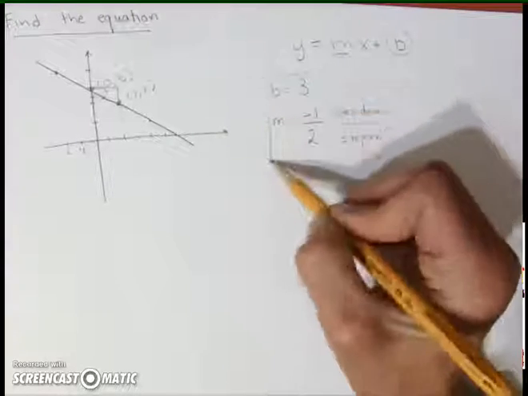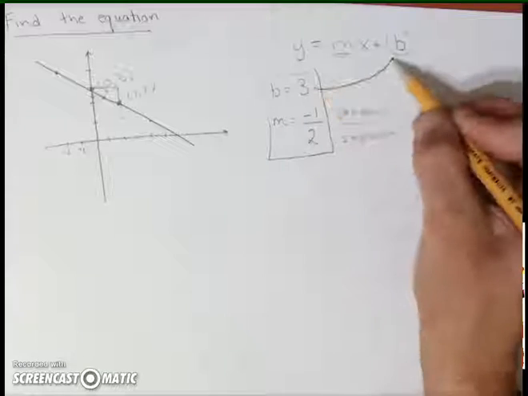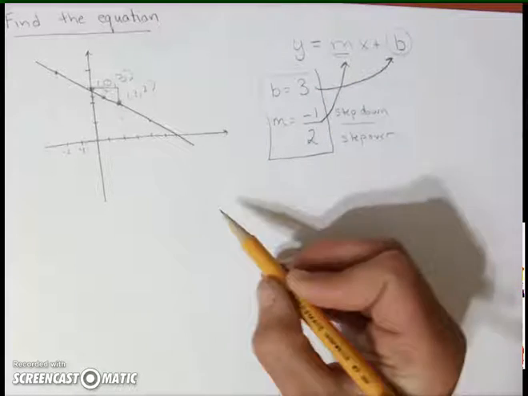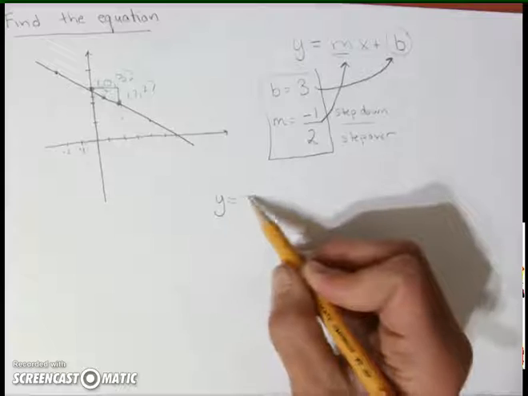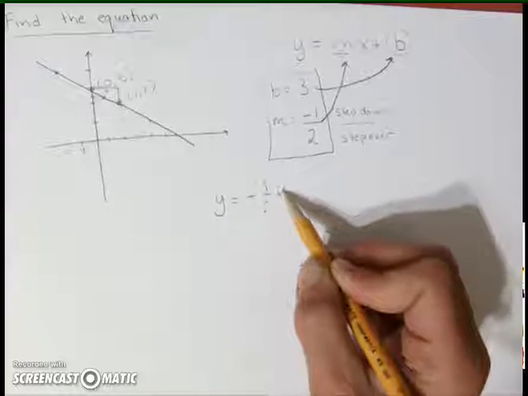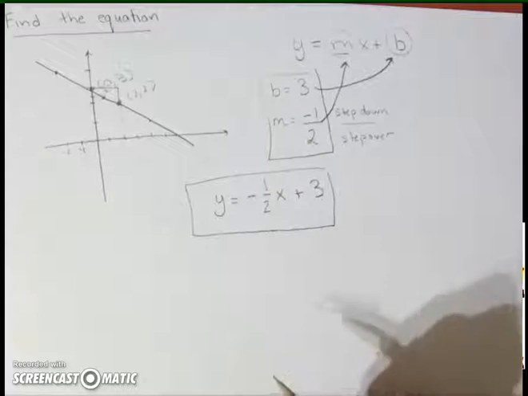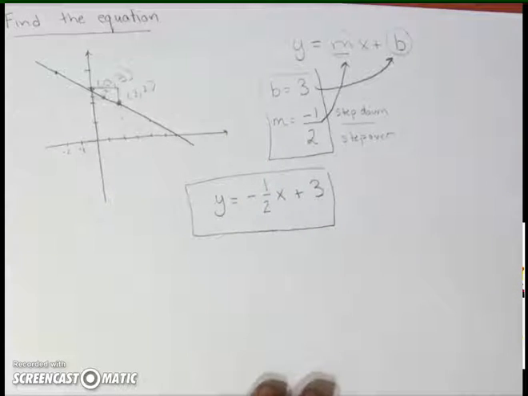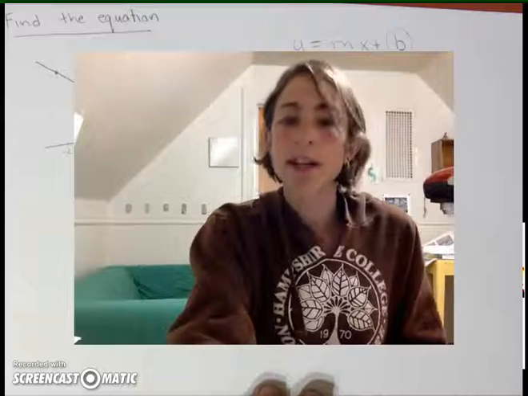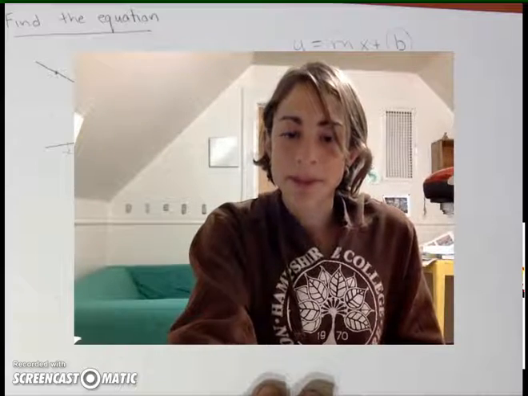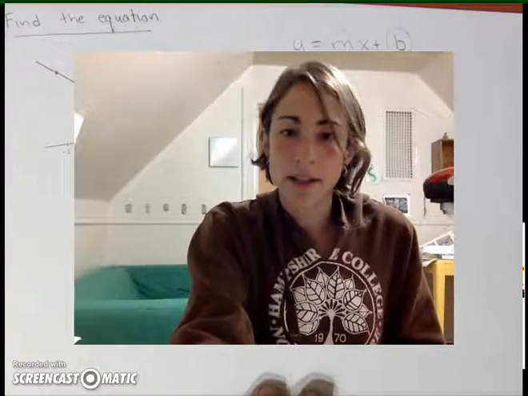So now I have all the information I need. I'm just going to plug it in. So y equals -1/2 x plus 3 is the equation of our line. All right, so I hope that this was a good refresher of lines and slopes from Algebra 2, and there will be some more detail in the upcoming video.